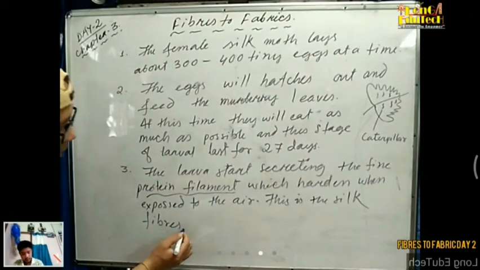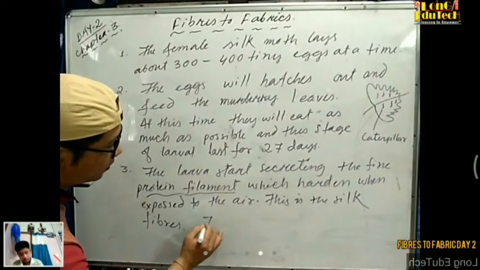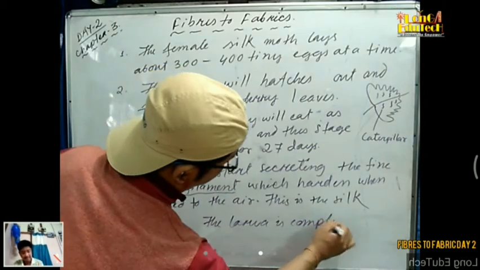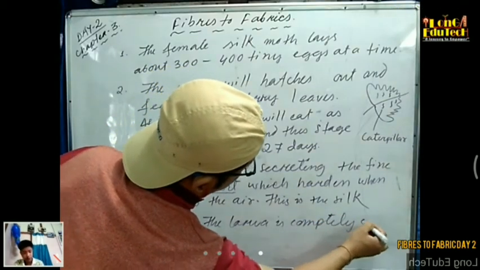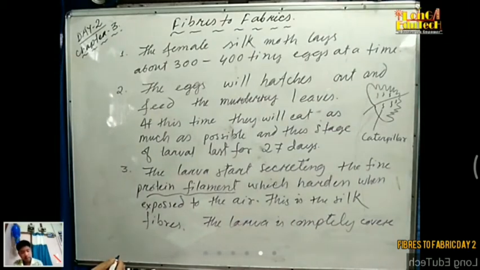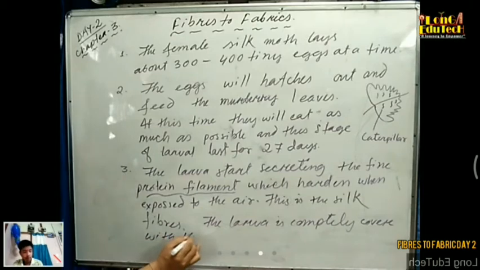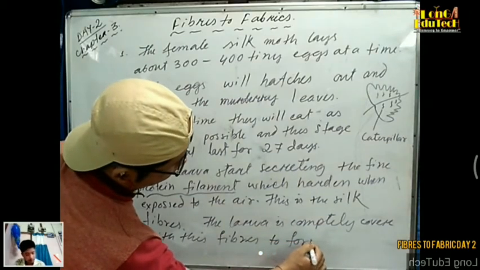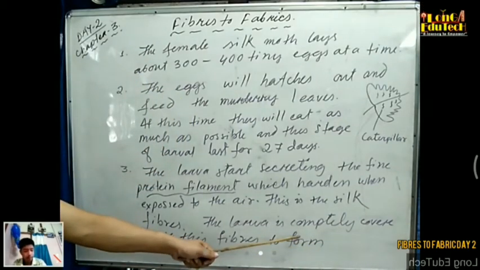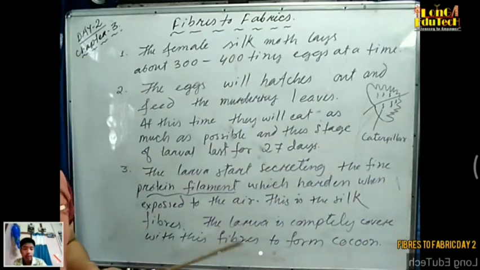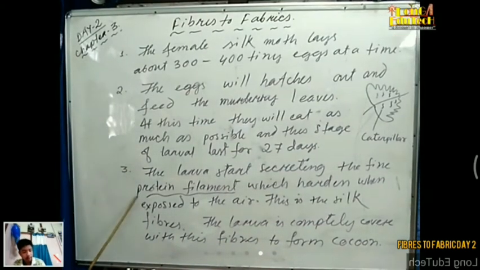So at this stage, what happened again? The larva is completely covered. It will form the cocoons. So this is the number three stage.